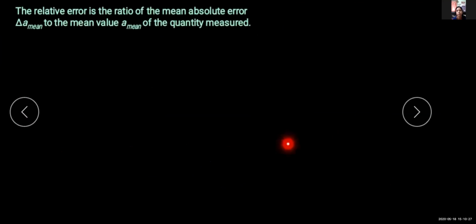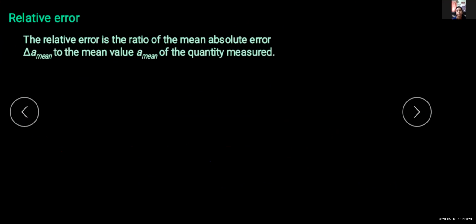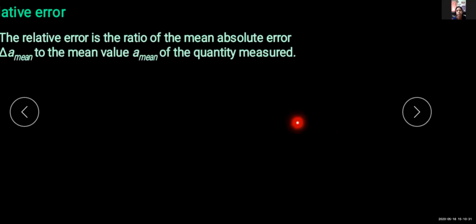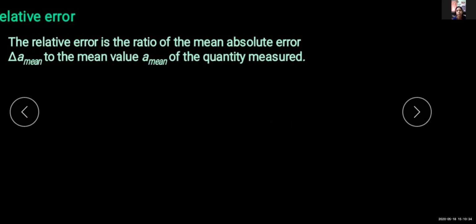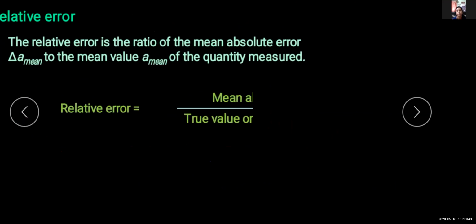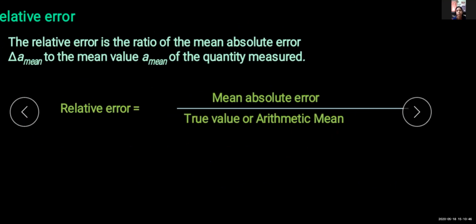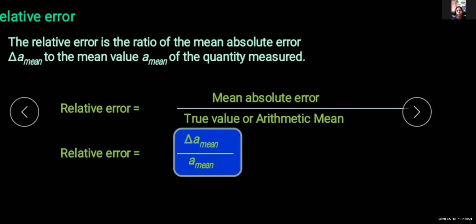Clear? Now what is relative error? Relative error is defined as the ratio of the mean absolute error to the mean value of the quantity measured. It is given by relative error equal to mean absolute error divided by the true value or arithmetic mean. So we can write this equation as delta A mean upon A mean.